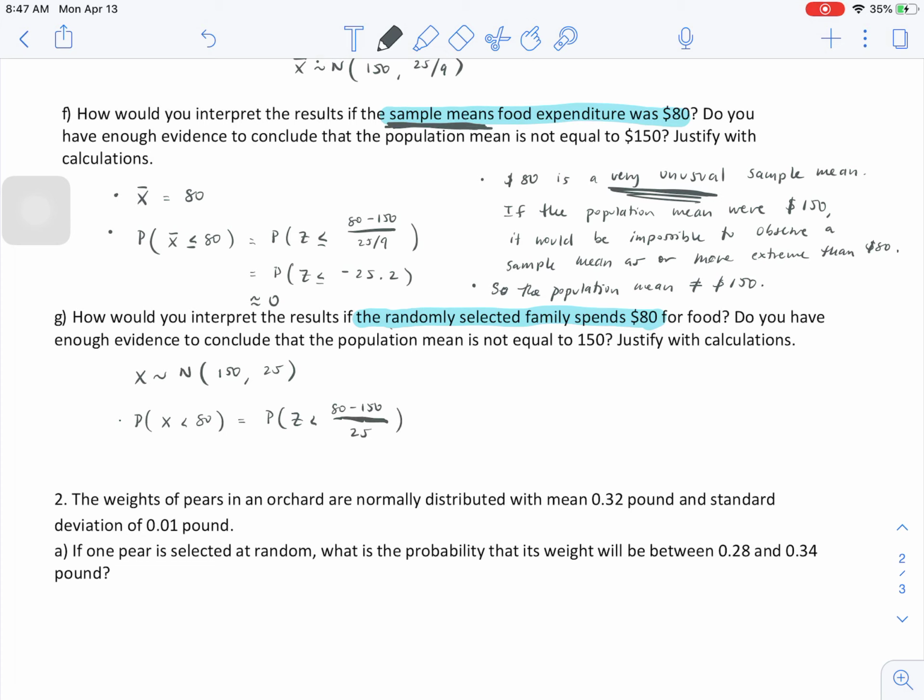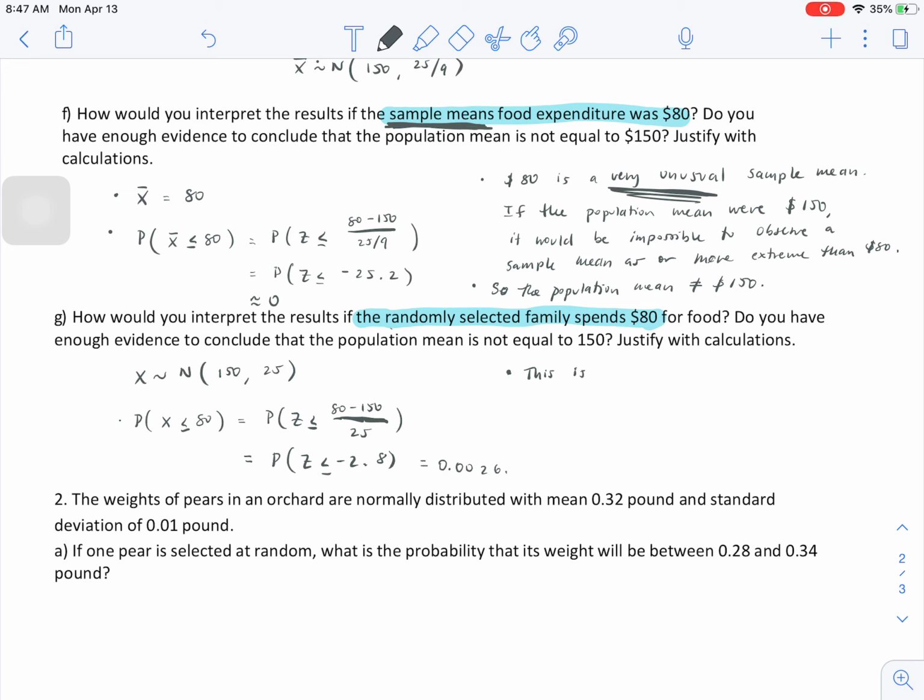If I plug this into my calculator, I should get negative 2.8 for my z-score. I can look this up in my table, and I should get that this equals 0.0026. So about 0.2%. So only 0.2% of families spend less than $80.